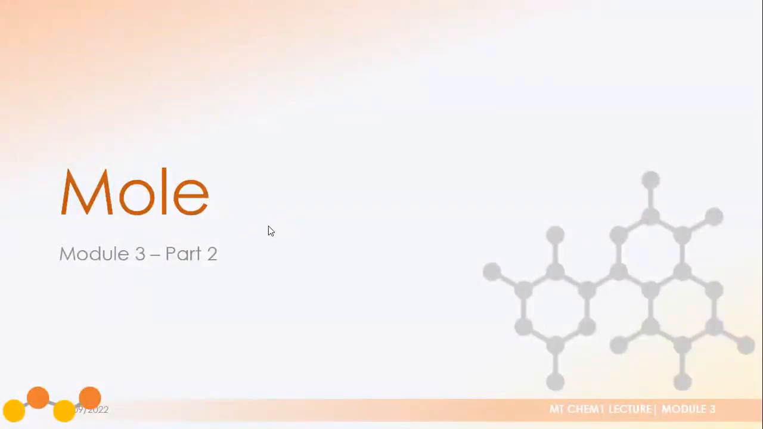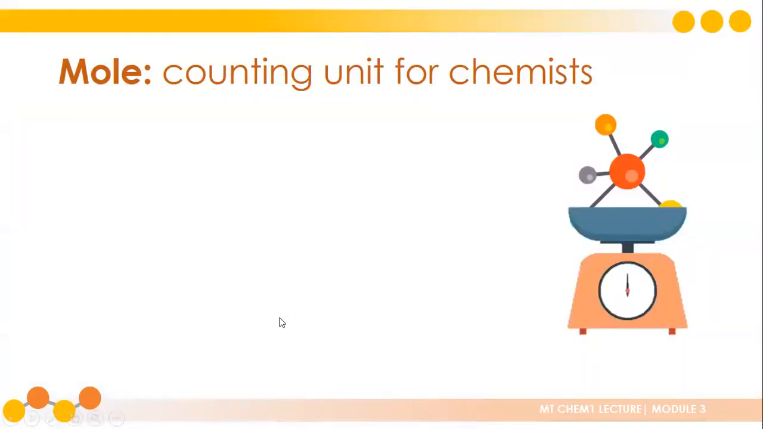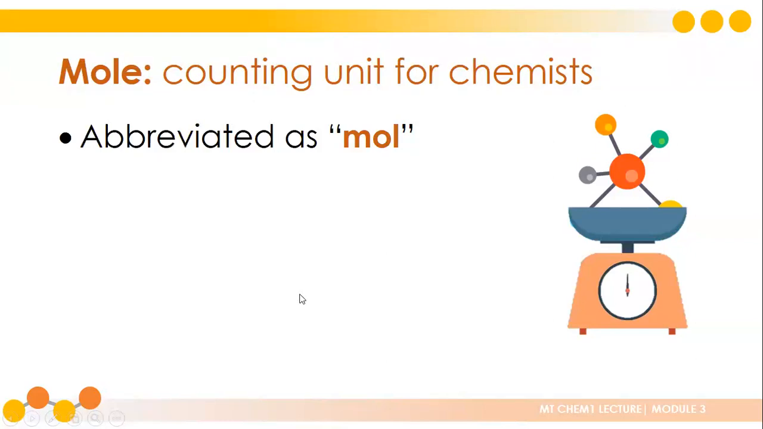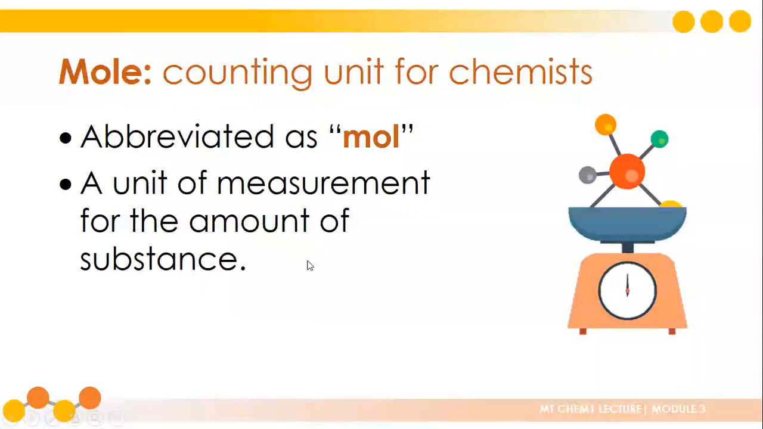We are now moving to the final discussion for part 2 of module 3, which will be about moles. A mole is the counting unit for chemists. This is abbreviated as mol, all of it in small letters. Kindly keep that in mind. This is also a unit of measurement for the amount of substance that we are observing.